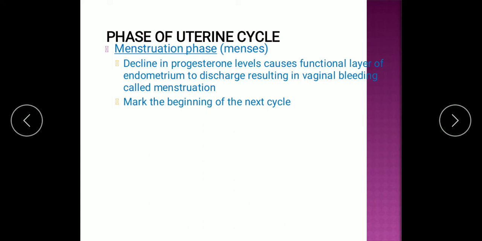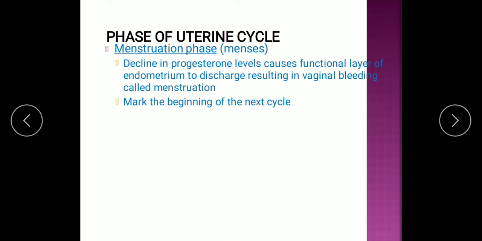Elevation of progesterone thickens the endometrium, the inner layer of the uterus. Then progesterone levels decline. The decrease in progesterone causes the functional layer of the endometrium, the inner layer of the uterus, to be discharged, resulting in vaginal bleeding called menstruation. This marks the beginning of the next cycle.